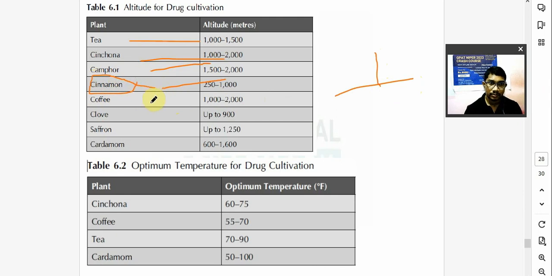Optimum temperature for cultivation है ना, so optimum temperature will also affect the quality of plant, okay, and the quality of active content in the plant. So optimum temperature should be maintained. In case of cinchona 60 to 75 Fahrenheit temperature is there, for the coffee production, if you want to cultivate the coffee plant 55 to 70 Fahrenheit temperature is there. For tea 70 to 90, for cardamom 50 to 100.